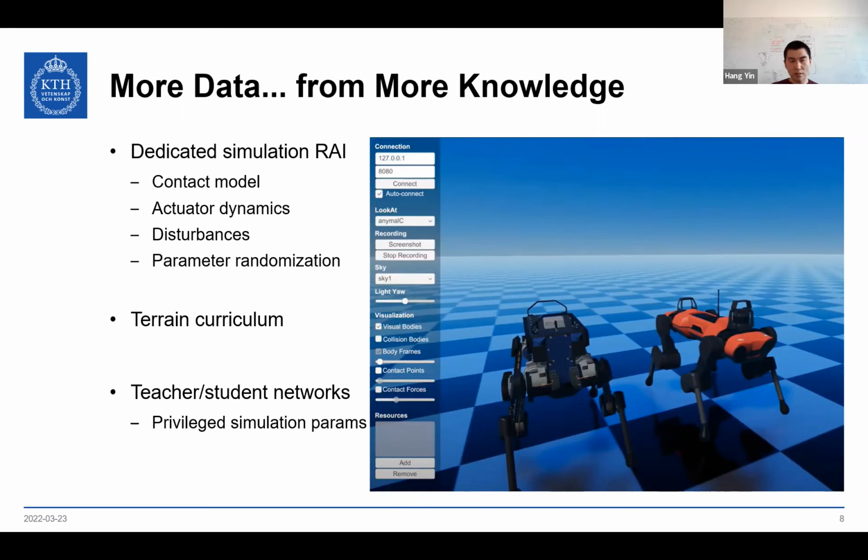And there are also some others, like how to build a curriculum with increasing difficulties in terms of the type of terrain that the robot should walk upon. And also they are not doing, I would say, the entire reinforcement learning from scratch, but have some kind of teacher network first trained with all of the information that the simulator was using, and have a student network learn from the teacher, but only have access to the sensor information that the real robot can have.